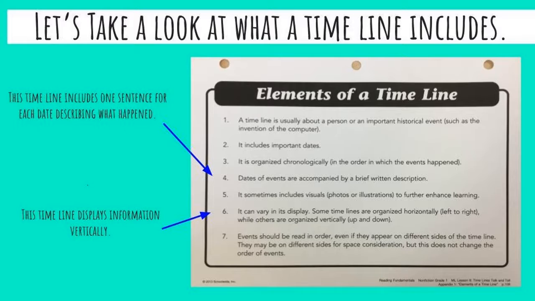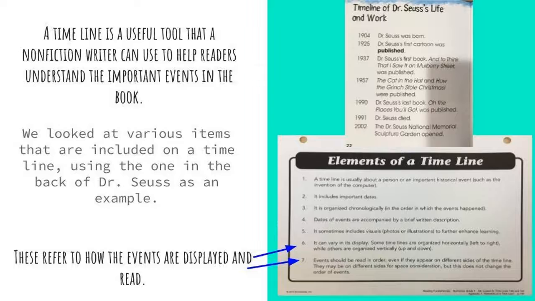And another example of the elements that we had in our timeline was that it can vary in display. So our timeline was in a vertical format, meaning up to down. So it started with the date in 1904 and then continued to go down in a vertical organization. So, as we learned here today, a timeline is a useful tool that a nonfiction writer can use to help readers understand the important dates in the book.